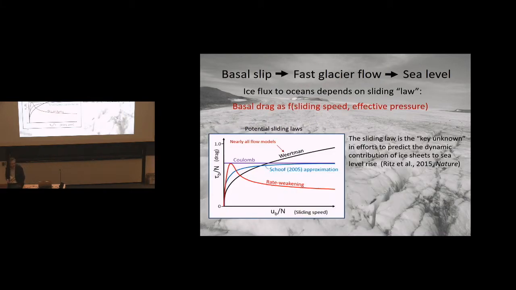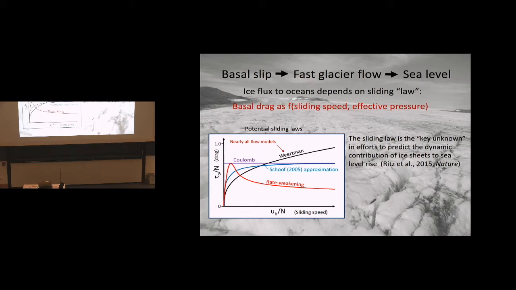There are a number of reasons this is an important problem. This is the most topical one at present, and that is that basal slip ultimately gives rise to fast glacier flow, and where glaciers terminate in the ocean, that fast glacier flow leads to a high flux of ice to the ocean, and that, of course, is a big contributor to sea level rise.